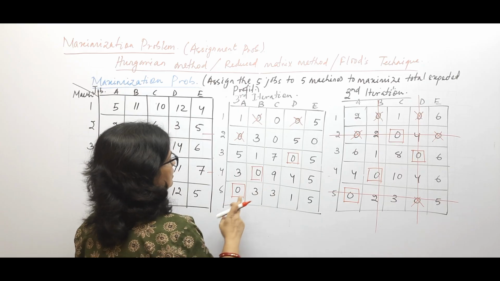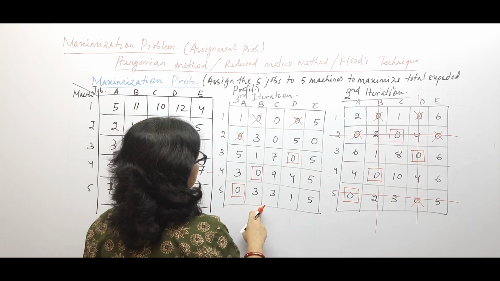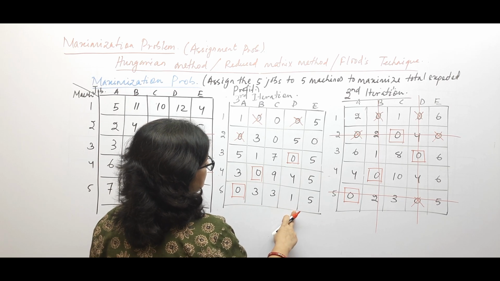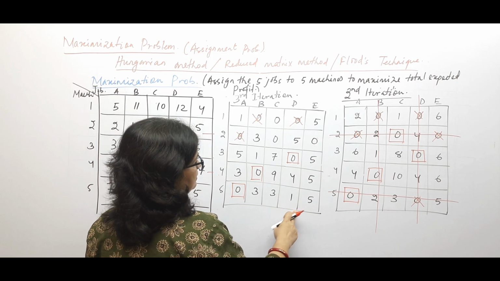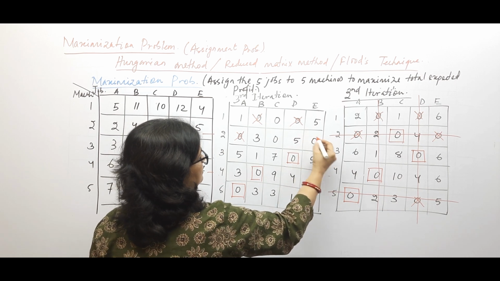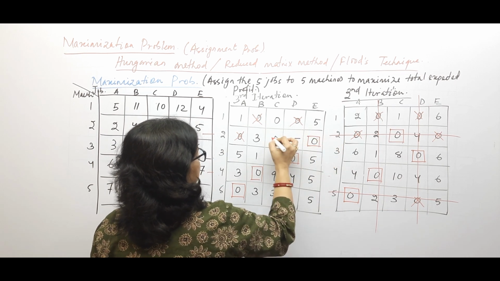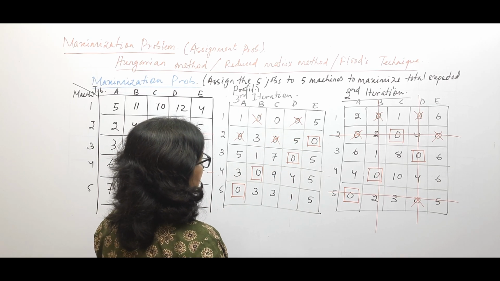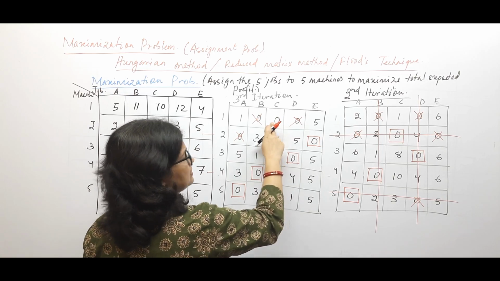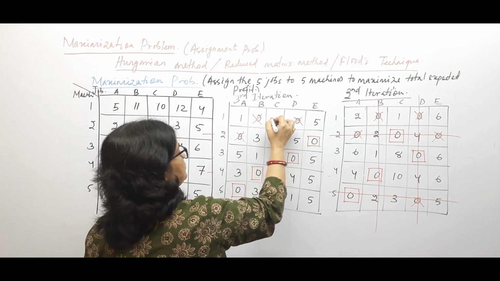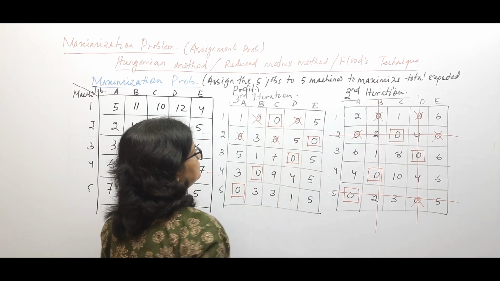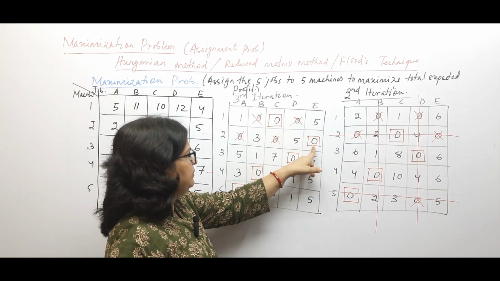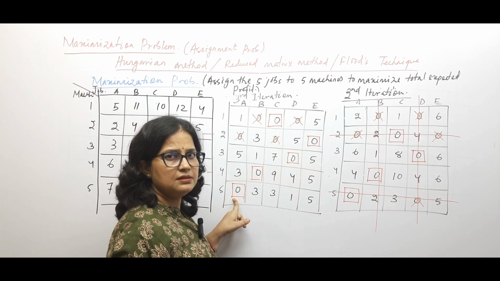Let us check each column. Here we have done the assignment. Here also we have done the assignment. For this it is 2. For this we have already assigned. For this we are having here 1. So we can assign this one and we can cross this one. Okay. So now only one assignment 0 is left here. So we can go for assigning this one. So we actually got 5 assignments here.